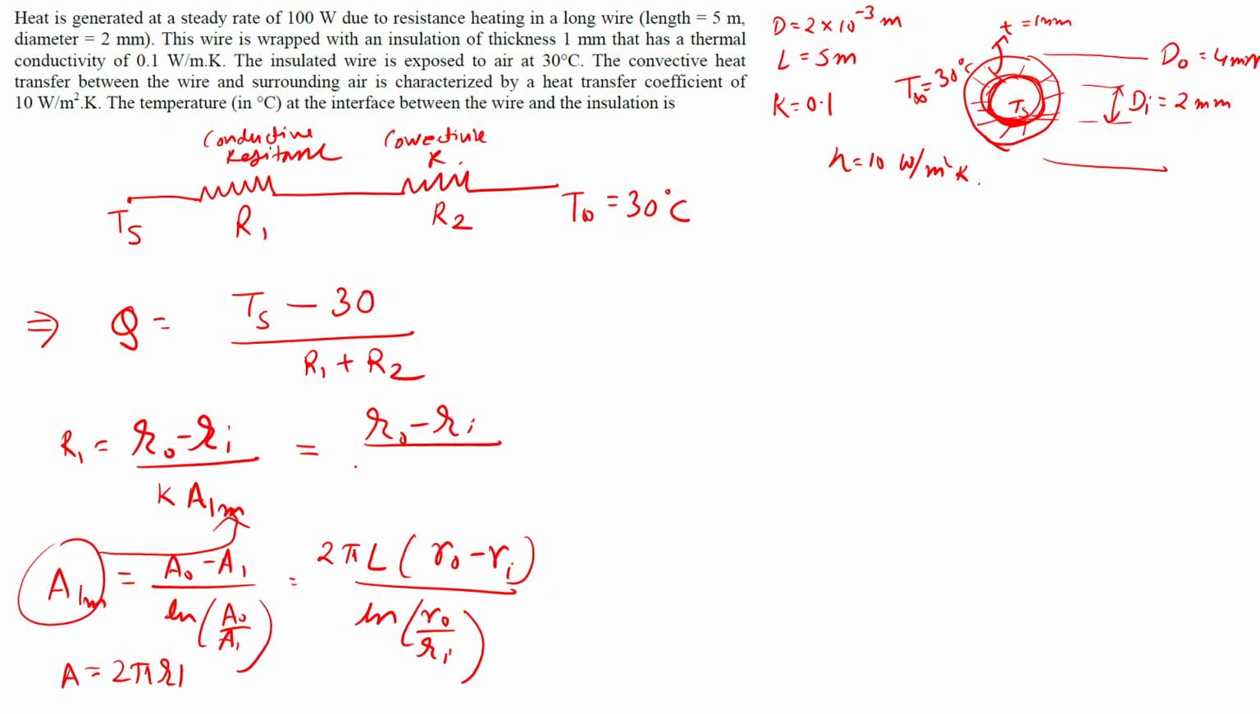Now we can put this value of ALM over here, and we can get R1 as r0 minus ri upon K times 2 pi L times r0 minus ri upon ln of r0 upon ri. This r0 minus ri will get cancelled out, and the R1 we will be having as ln of r0 upon ri upon 2 pi kL. That is the conductive resistance within cylinder. You can straight away remember this formula.